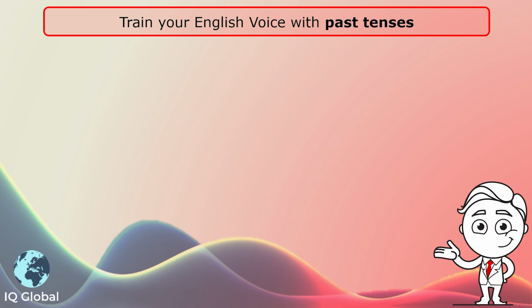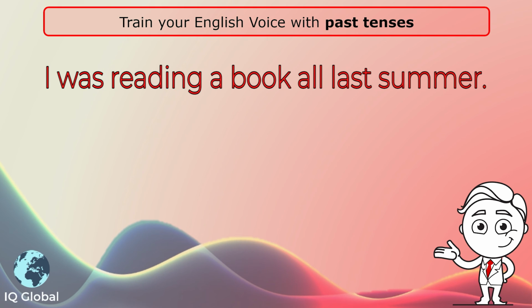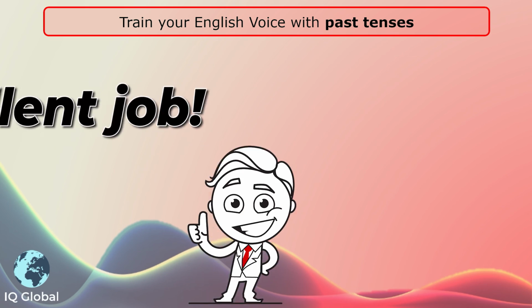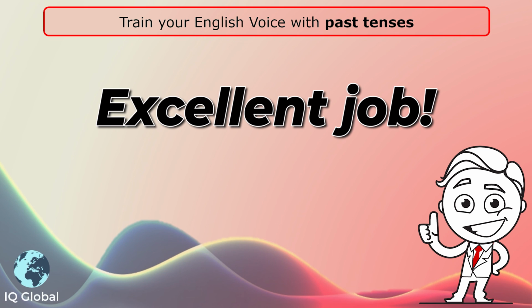Another example of the past continuous, I was reading a book all last summer. So this is to show that something continued for a period of time. What continued? Reading a book. The period of time, summer. And that's how we use the different past tenses.